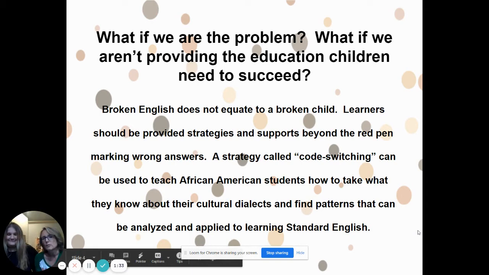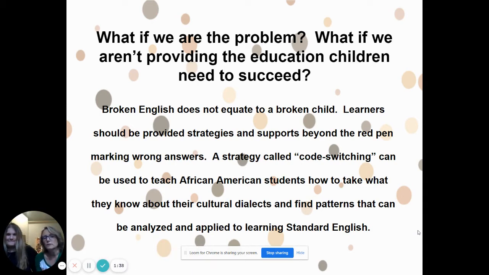We might be the problem. If we're the problem, then students are never going to be successful. So we're going to have to find a way to help these students be successful. What can teachers in the 21st century do to help students be successful in English language arts classes? Well, we use a strategy that's called code switching. And I'm going to show an example of how it can be used to teach African American students how to take what they know about their cultural dialect and analyze it and apply it to standard English.